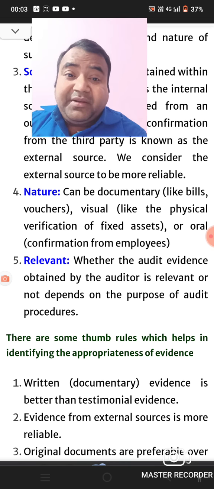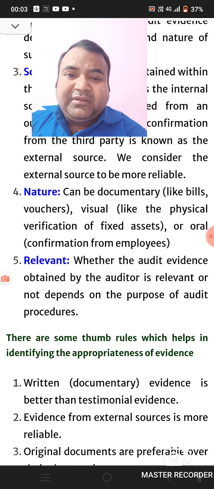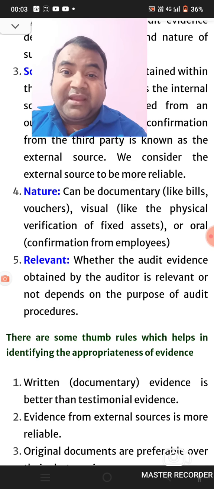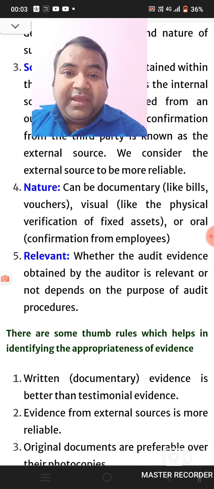When we talk about documentary, it's things like bills or vouchers. And visual is, for example, physical verification of fixed assets. These are visual evidences, the evidences which we can see with our eyes. Like physical verification of a fixed asset, we can go on the spot and verify that these physical things exist. This is called visual evidence.